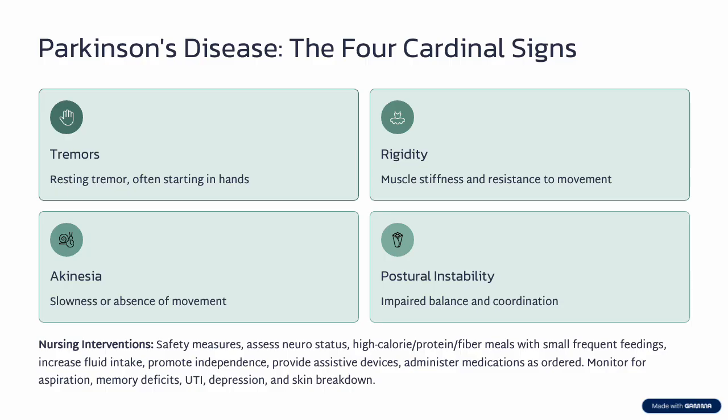So of course, we're thinking about safety measures. We're going to do a neuro assessment. We're going to provide high calorie, high protein, high fiber meals with small frequent feedings, increase fluid intake, and promote independence. We may be looking at complications such as aspiration, memory deficits, UTI, depression, and skin breakdown. A safety intervention may be something as simple as giving that client a cane or a walker to help them with their physical instability.